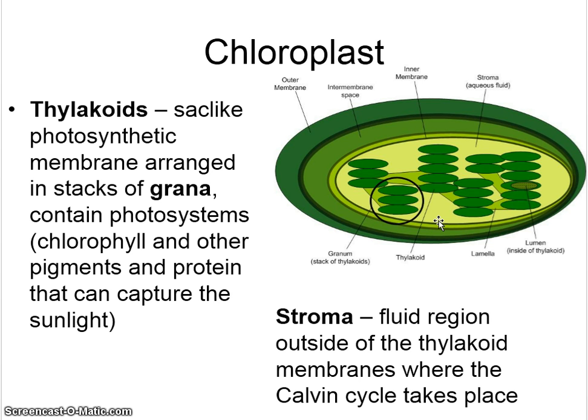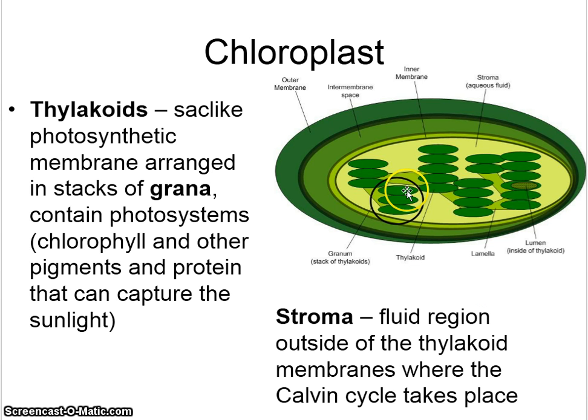And inside the grana are chlorophyll, which is a light absorbing pigment, and light is energy, so they're an energy absorbing pigment. And they have a fluid around them called the stroma, which is where the Calvin cycle takes place. And the Calvin cycle is very important, and we'll be talking about that later on. So the chloroplast is where the energy is absorbed inside a plant.